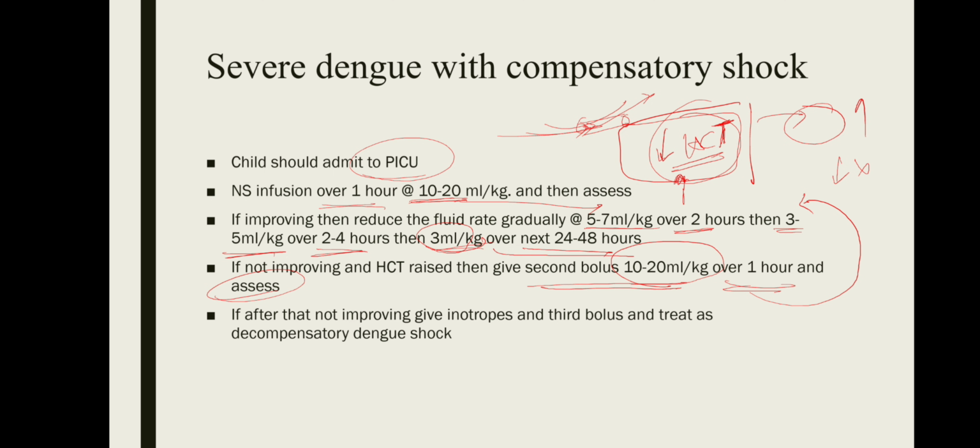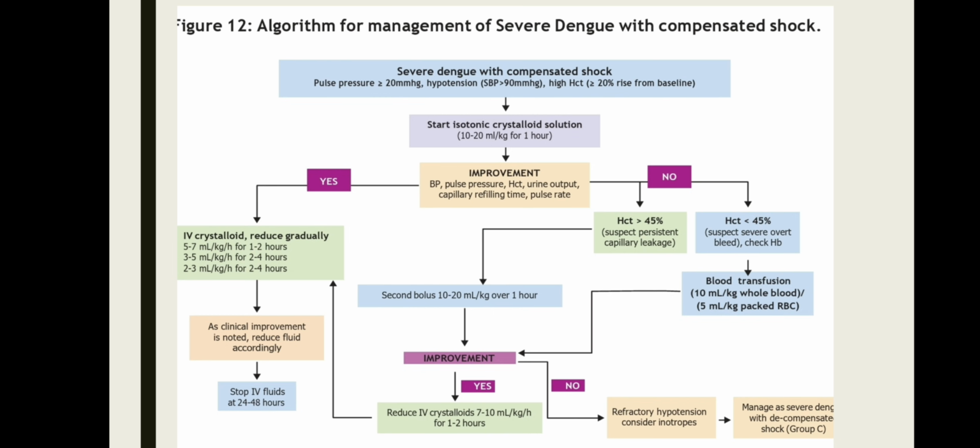But if, 2 hours after these two boluses, the hematocrit is still going up, that means there is either bleeding or a problem where the shock is like decompensatory shock, that means refractory shock, and we have to give a third bolus dose and also give inotropes. So we have to start inotropes, give a third bolus and manage according to decompensatory shock. So this is the algorithm.